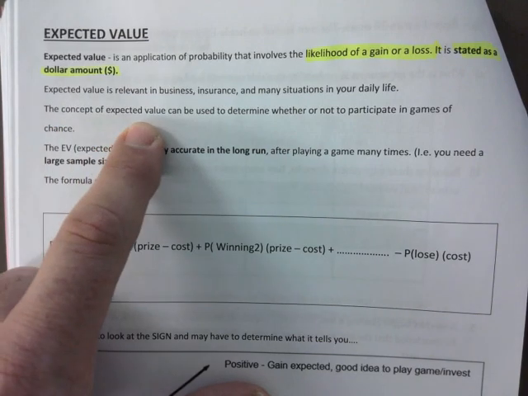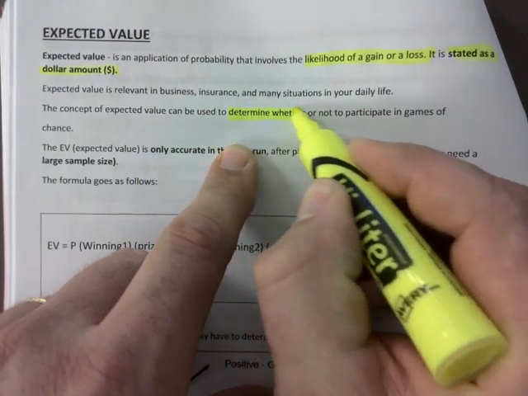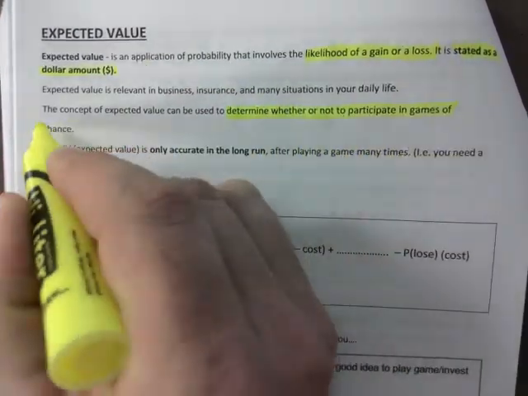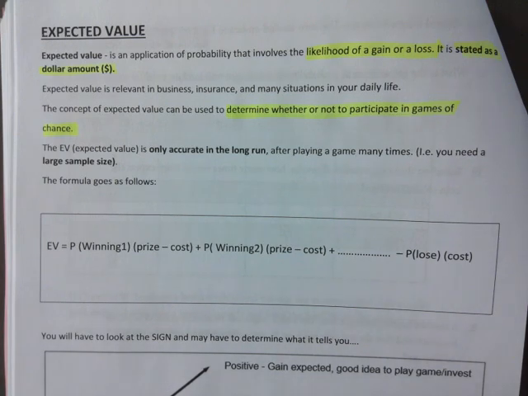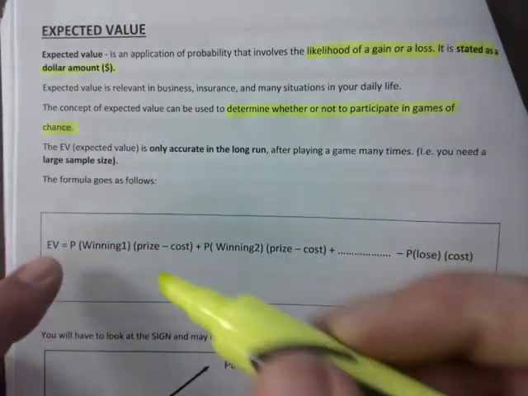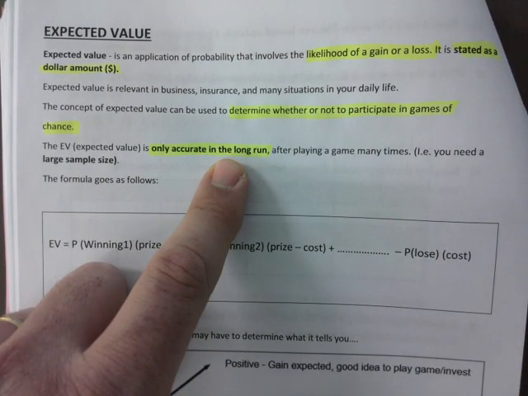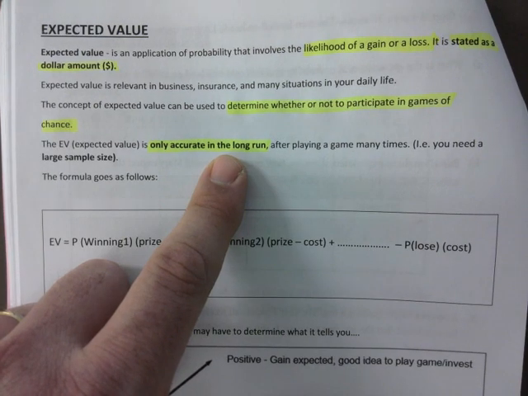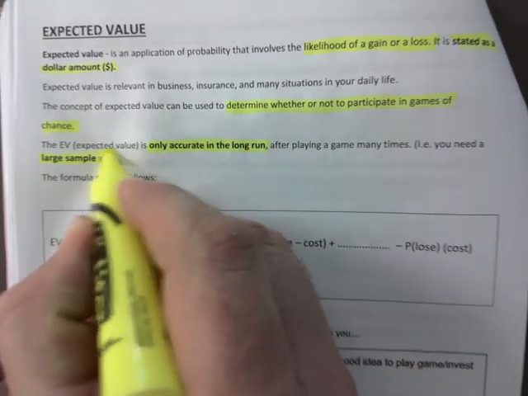The concept of expected value can be used to determine whether or not to participate in games of chance. You're like, insurance? That's not a game of chance. Absolutely, insurance is. Usually the broker wins, right? But anyways, the expected value is only accurate in the long run. So it wouldn't be accurate if you just play 1 or 2 games, okay? After playing a game many times, you need a large sample size.